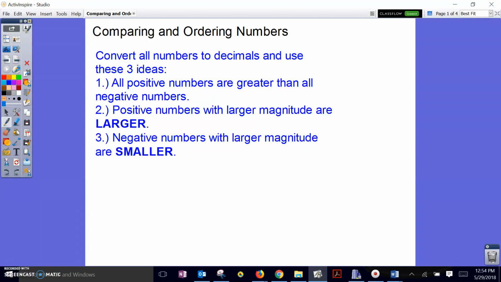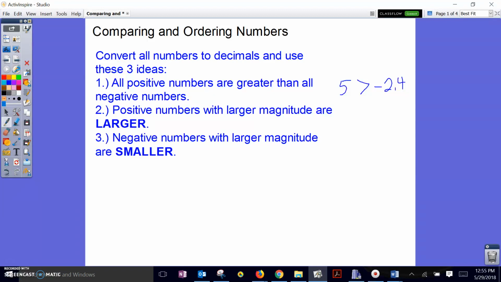We can just look at the decimal digits and find the first place that the numbers differ in their decimal digits, and whichever one's bigger is going to be the bigger magnitude number. So after we've converted all our numbers into decimals, we're going to use these three ideas. First of all, know that all positive numbers are greater than all negative numbers. So if we're ever asked to compare a positive and a negative, the positive number, for instance 5, is always bigger than a negative number like negative 2.4. Okay, so that's our first basic mindset.